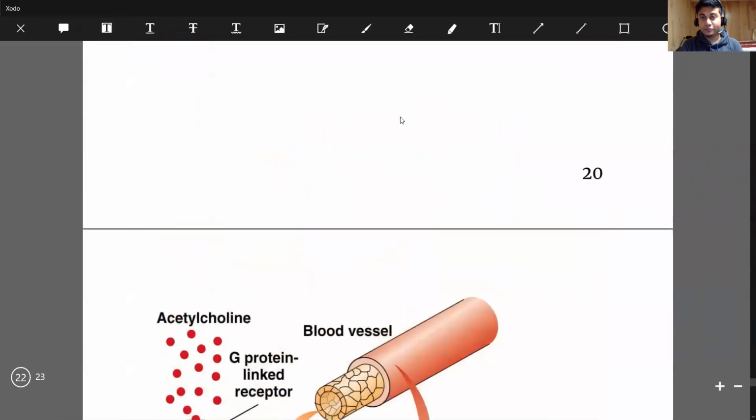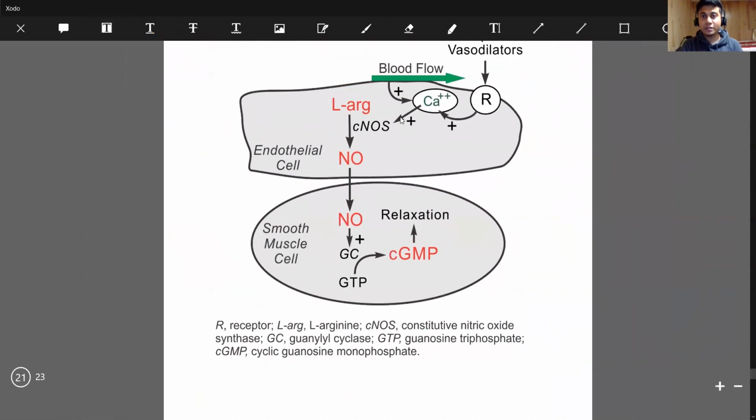Now, if I go to the previous picture, you can see that they're showing that nitric oxide is getting produced from L-arginine, and this nitric oxide is diffusing from the endothelial cell to the smooth muscle cell and stimulating the guanylyl cyclase. Now, where is this nitric oxide coming from?